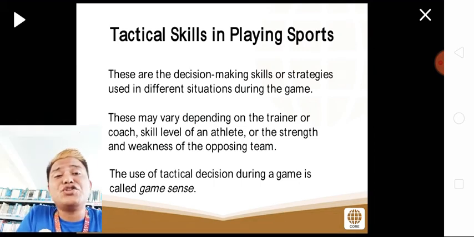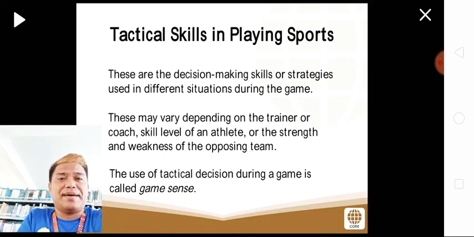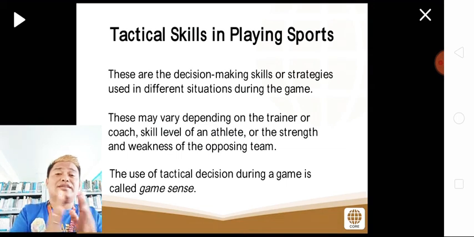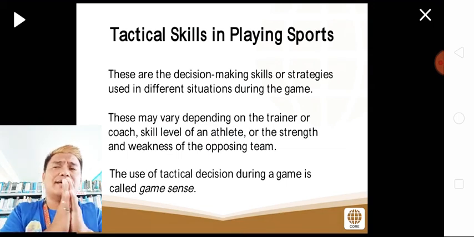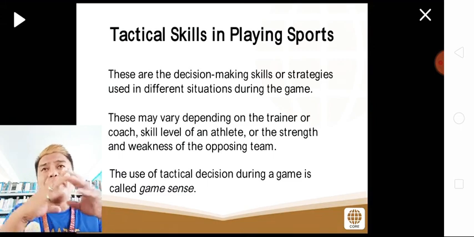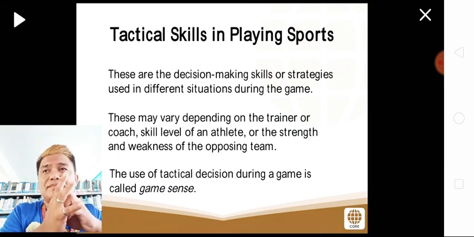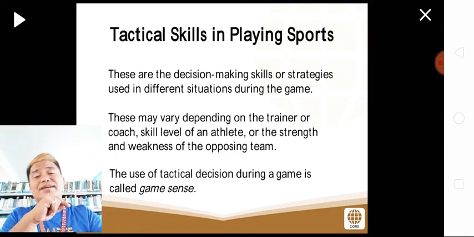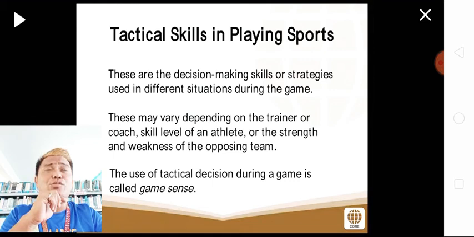The use of tactical decisions during the game is called game sense. Dapat may sense yung game nyo. So, game sense dapat. So, paano ba yun malalabanan? Example, malapit nang matapos ang time. Malapit nang matapos, half point lang ang lamang ng kalaban. So, paano mo yun ipapanalo?